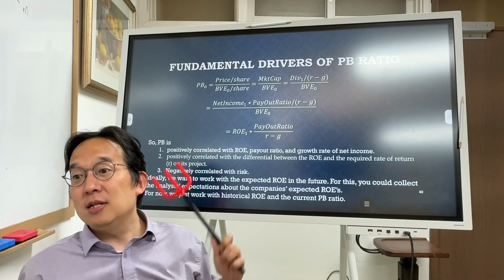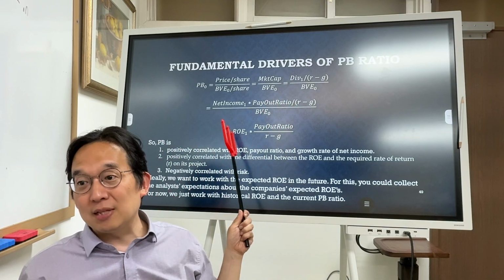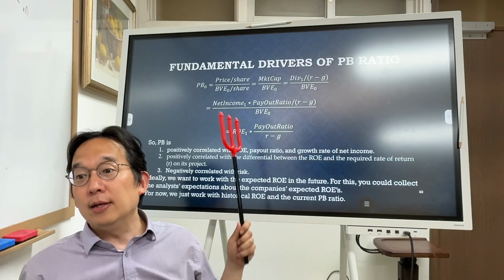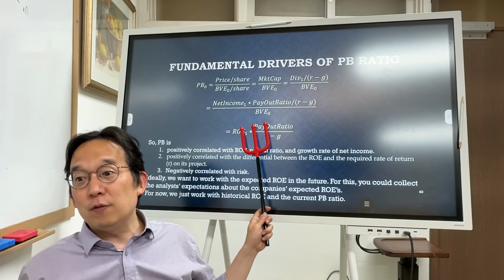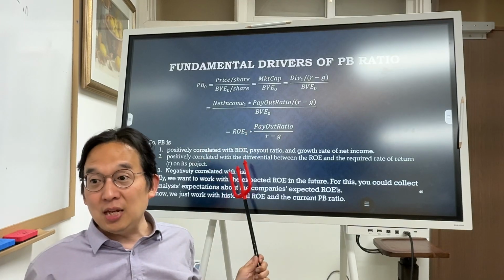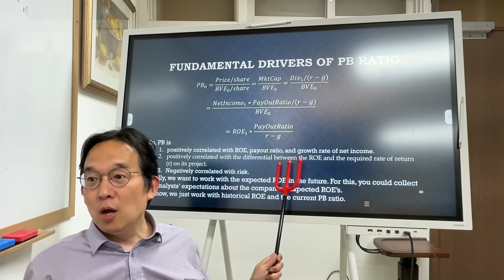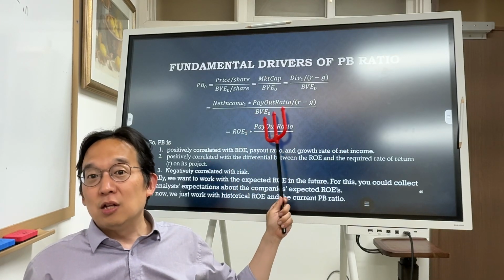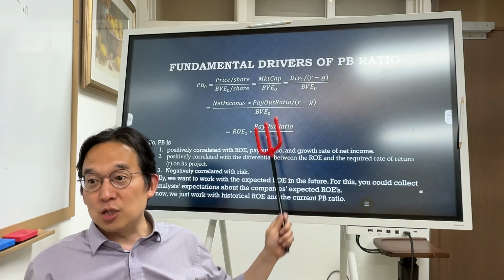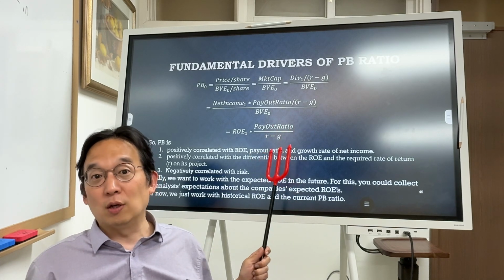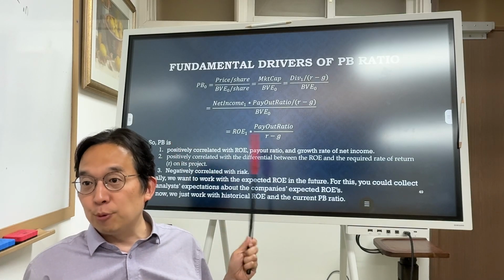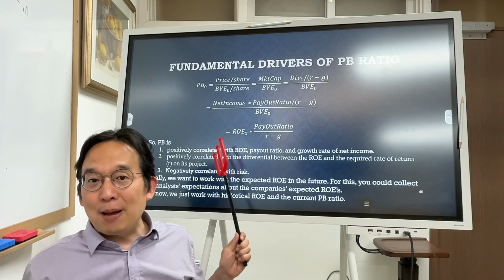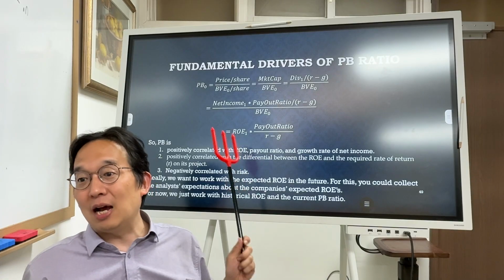And then dividend is nothing but net income times payout ratio, and if you look at net income divided by the book value of equity, that's nothing but ROE, and the payout ratio, and then r minus g is the denominator. Now, what's the idea? Price to book ratio is positively correlated with ROE.